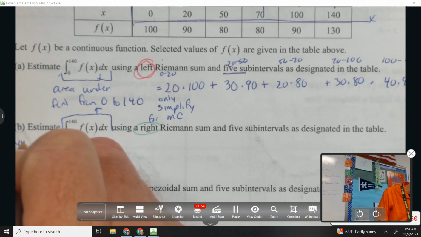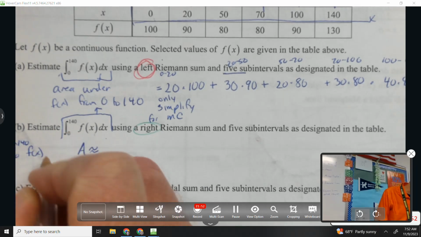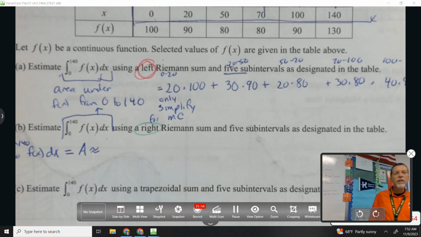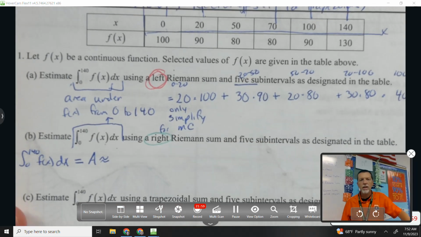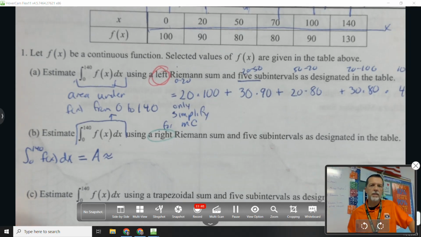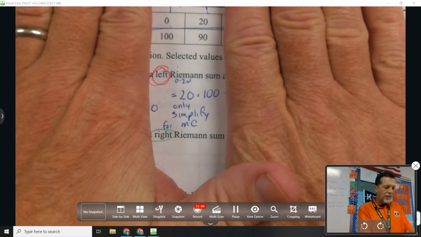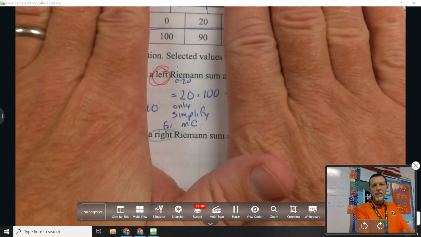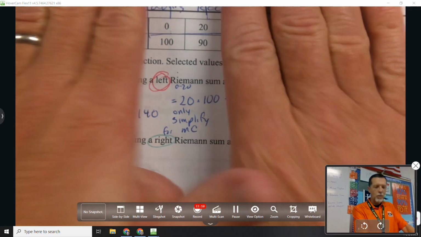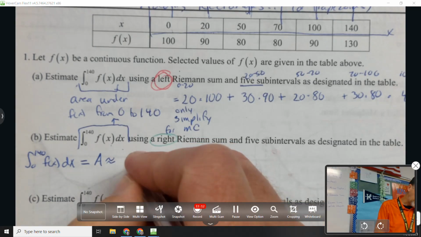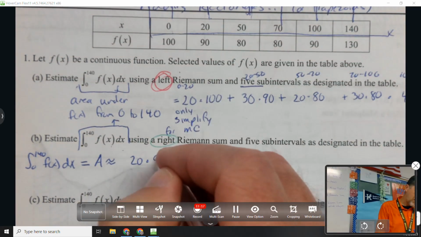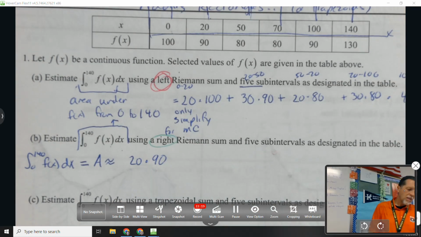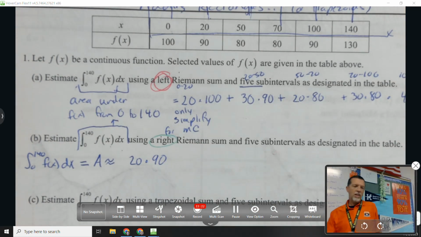Maybe I should put all this down. The integral from 0 to 140 of f of x dx. That is the area, and it's going to approximately equal the right rectangles. So same process. How wide is the rectangle from 0 to 20? 20. And what height should we use? 90, because that's the one on the right. Why don't you see if you can finish that problem?